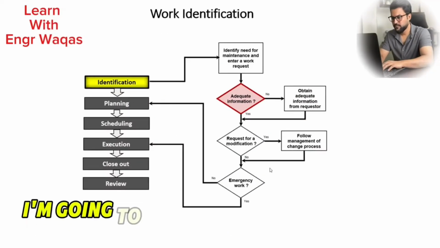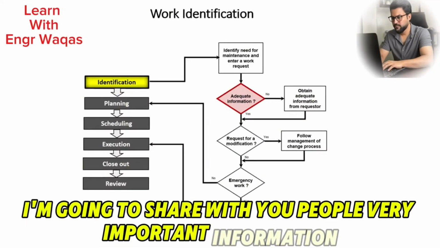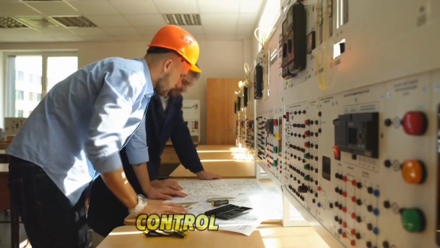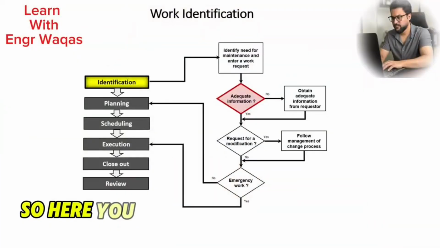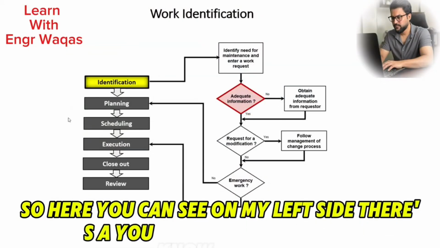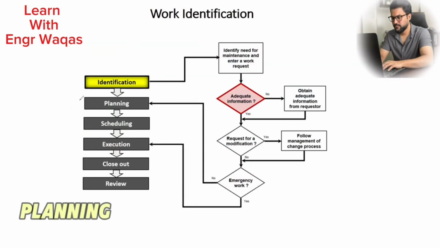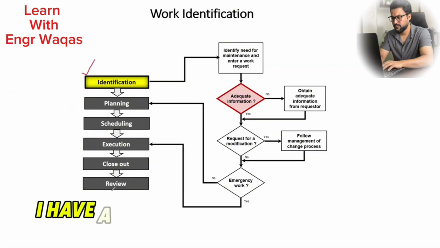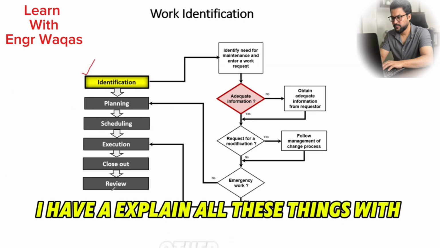In this video, I'm going to share with you very important information concerning upgrading our plant shutdown planning control skill set. So here you can see on my left side: identification, planning, scheduling, execution, closeout, and review. In my previous video, I explained all these things with other names.